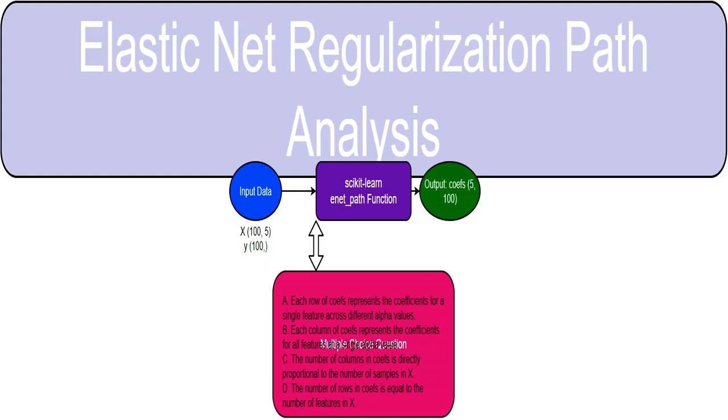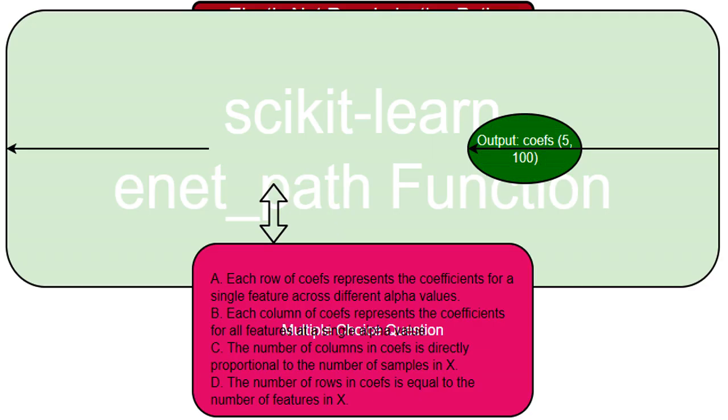We're analyzing how the coefficients in an elastic net regression model change as I vary the regularization strength. Elastic net combines lasso, L1 regularization, and ridge, L2 regularization. Finding this path helps to find the best balance between model complexity and prediction accuracy. I have a multiple choice quiz based on the _cofs matrix from the _enet_path function. I must carefully analyze the dimensions to answer correctly.